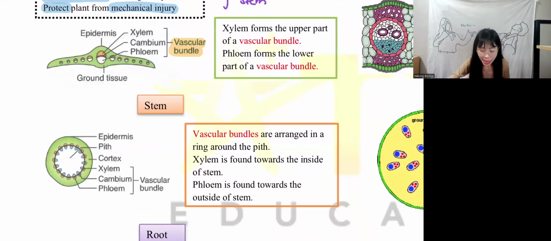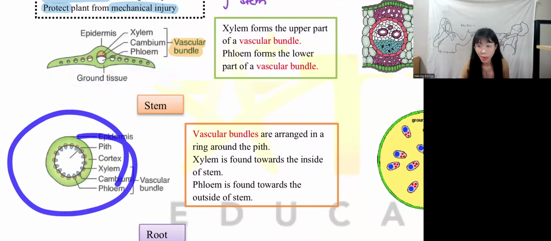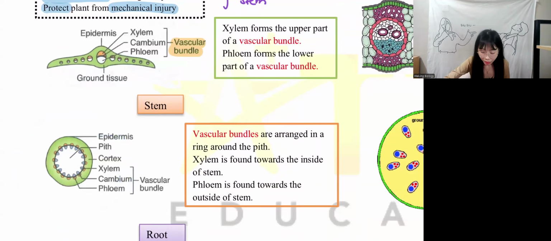Okay, in the stem, I think you have seen this one multiple times already. The stem's outer layer is called epidermis. The white colored one is called pith. The green colored one is called cortex. Same thing, xylem is inside, phloem is outside. They are also called vascular bundle.